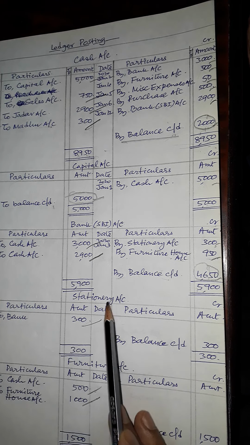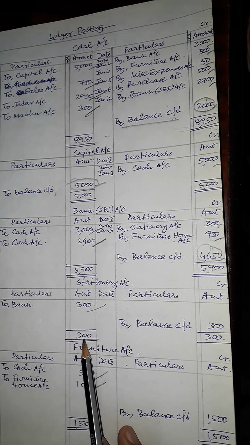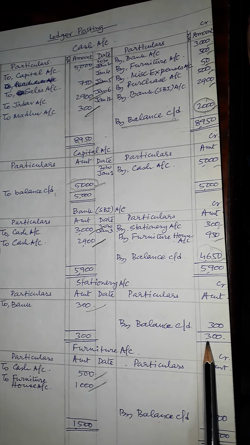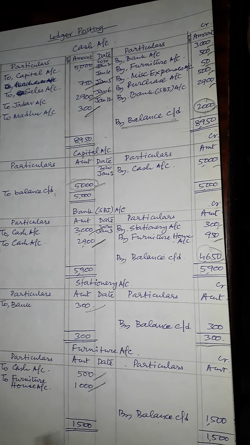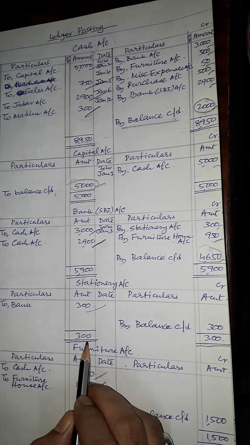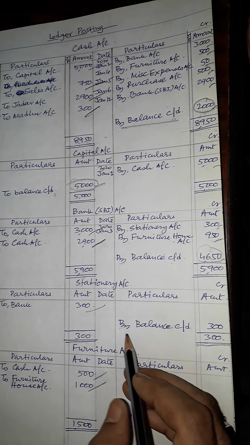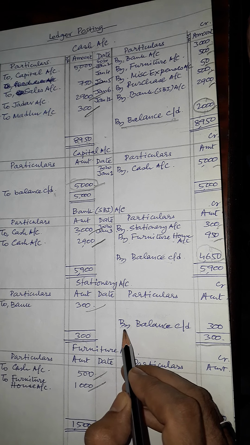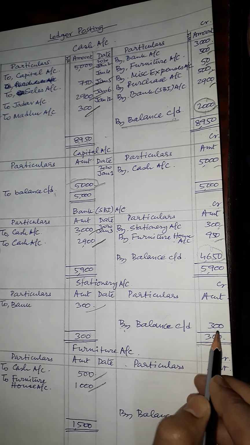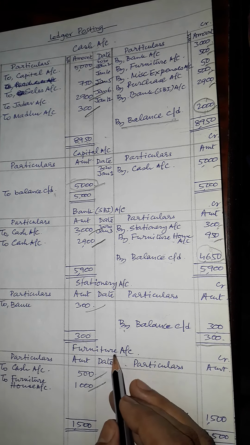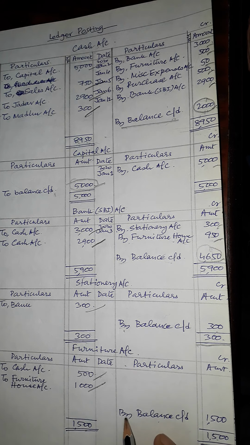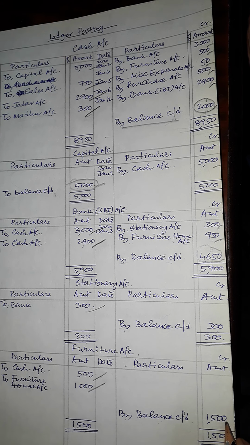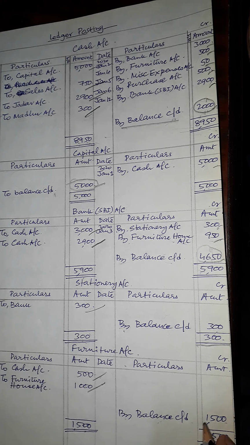Again, stationery account. Total is 300. We have written 300 in both the sides and we have closed these accounts by striking two lines. If we strike these two lines, then that means the account is closed and the closing balance appears in the credit side, that means it is a debit balance. Again, furniture account, total is 1500, appears in both sides and closing balance is by balance CD 1500. This appears in the credit side, so it is a debit balance.